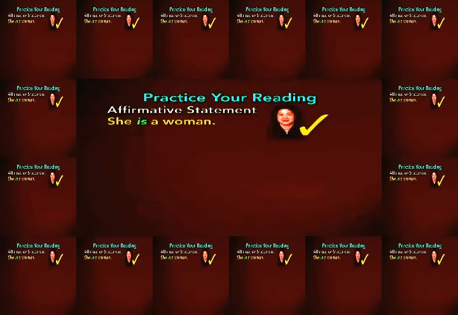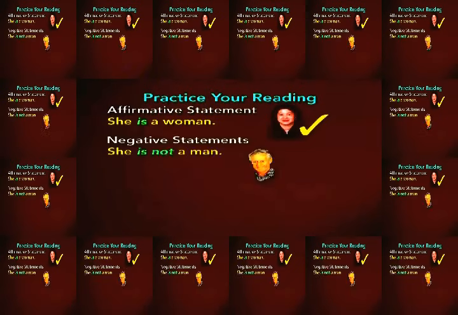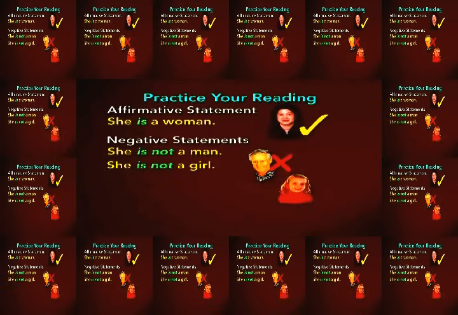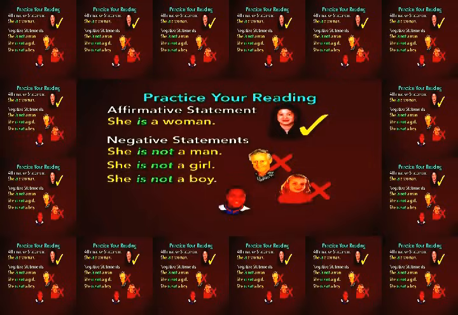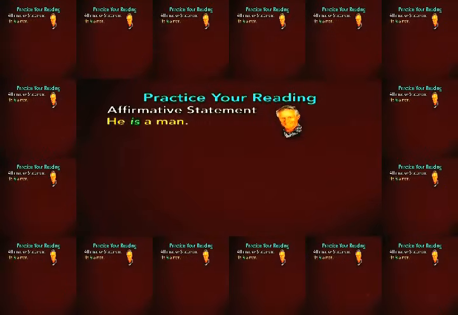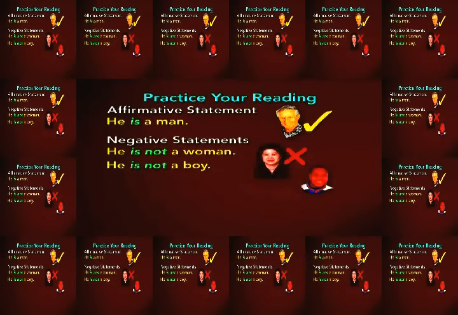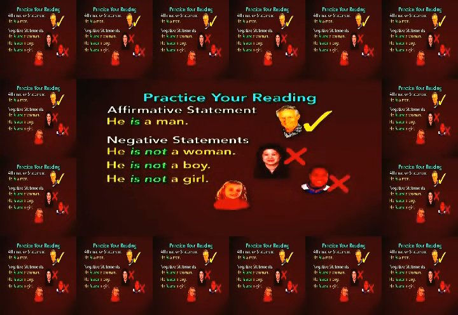Okay, we can compare some affirmative statements with negative statements. Look at these. She is a woman. She is not a man. She is not a girl. She is not a boy. And he is a man. He is not a woman. He is not a boy. He is not a girl.